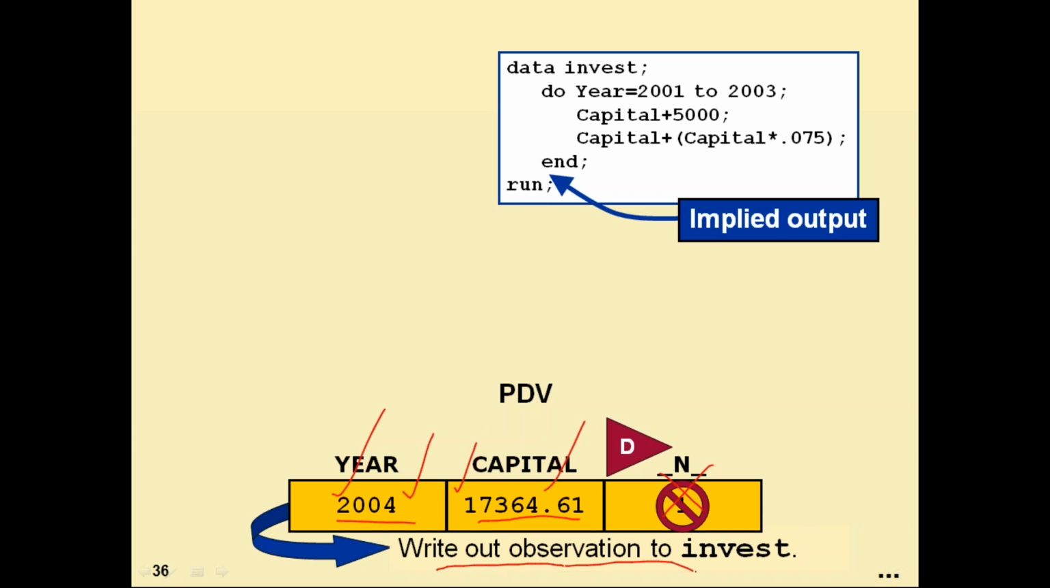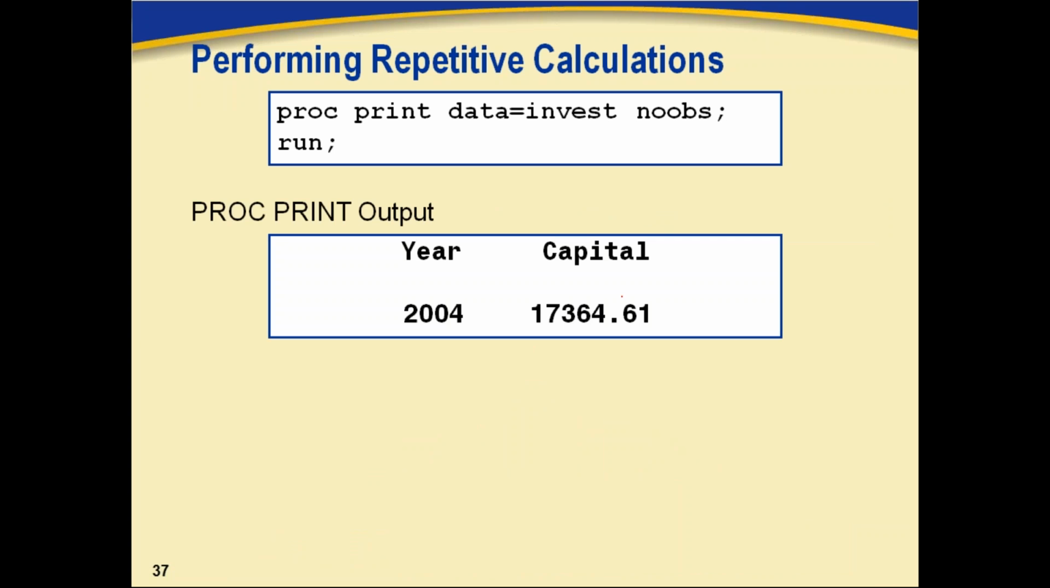So write observation to invest. When the loop is terminating, at that time, whatever values you have in the PDV, it will pick all those values and write them into the output SAS data set. So this is what you get at the end after executing that code.